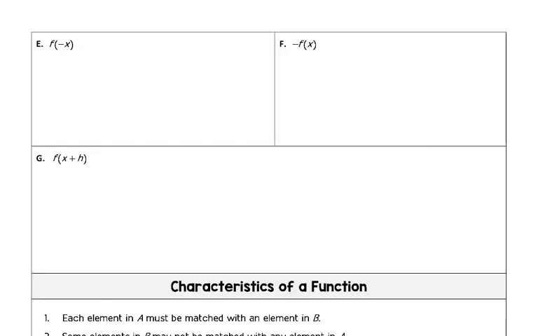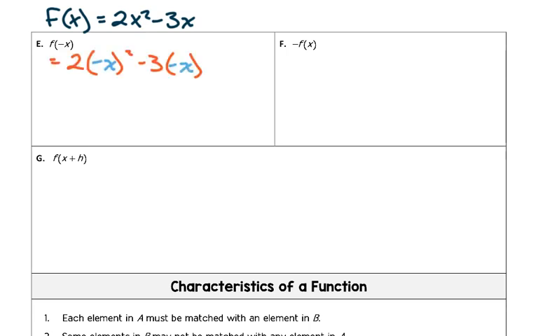Moving on to part E, we have f of negative x. Now I'm going to rewrite the function f of x at the top of this page so we don't have to flip back to the prior page. Remember, this is our function, f of x equals 2x squared minus 3x. So f of negative x just means that instead of x in my f of x, I'm going to put a negative x wherever I see x. That would look like this. Now we simplify as much as possible, and we end up at 2x squared plus 3x.